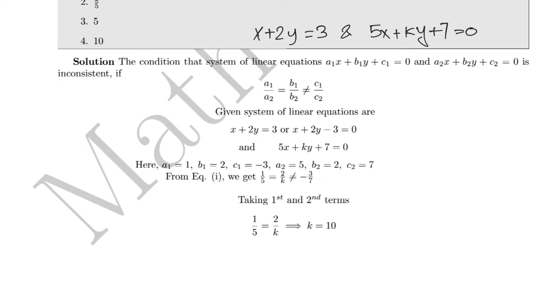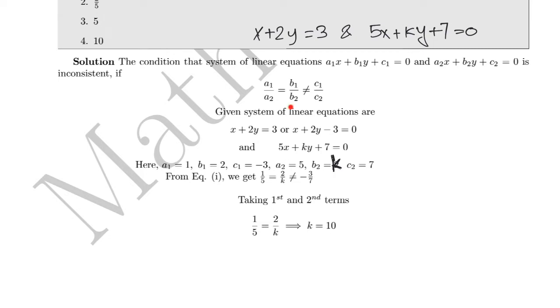Let's compare the values of a1, a2 and b1, b2 from these equations. I've written the equations here. Here we can see a1 is equal to 1, b1 is equal to 2 and c1 is equal to minus 3, as 3 goes to the left hand side, and a2 is equal to 5, b2 is equal to k and c2 is equal to 7. There is a mistyping here, so I have written b2 is equal to k and c2 is equal to 7. We have to check that a1 upon a2 is equal to b1 upon b2 is not equal to c1 upon c2.